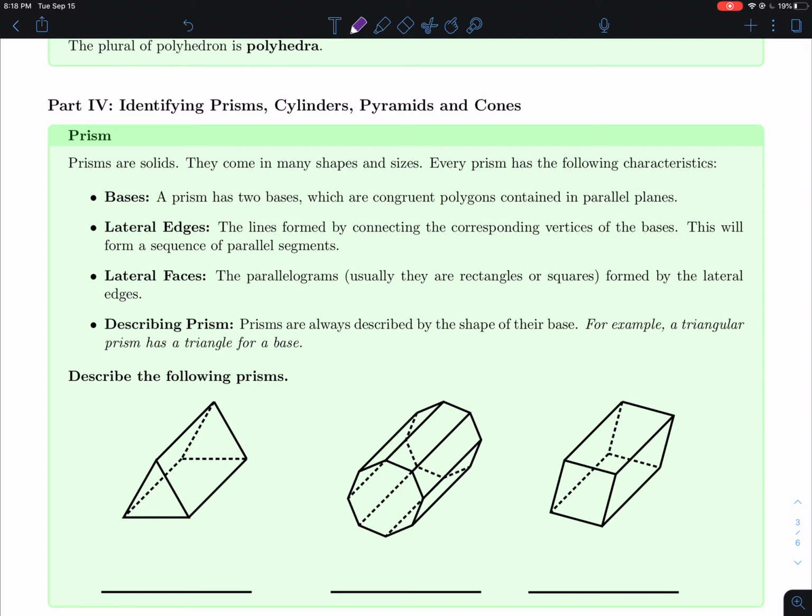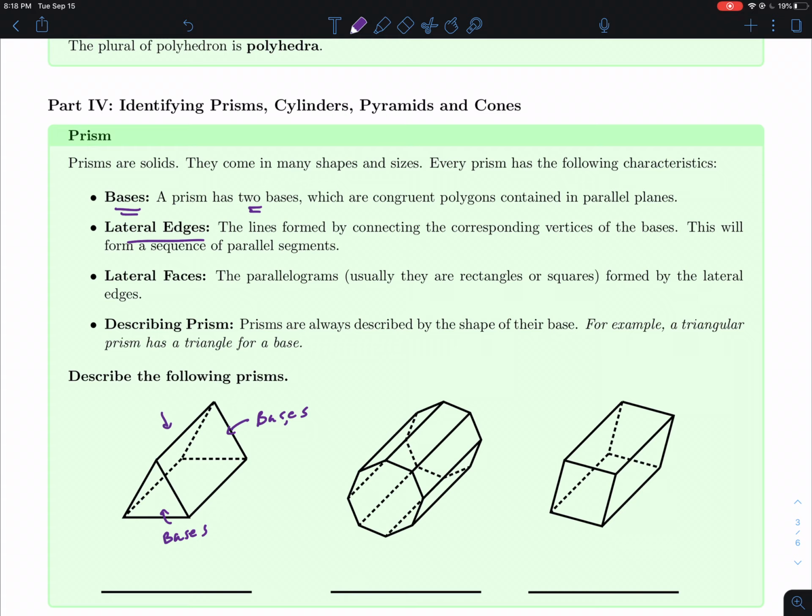For the base, a prism always has two bases, and they're always going to be exactly the same. So they're going to be two congruent polygons, and then they're going to be connected by parallel lines. So in this case, these would be our bases on these guys. In this case, the triangles are bases.